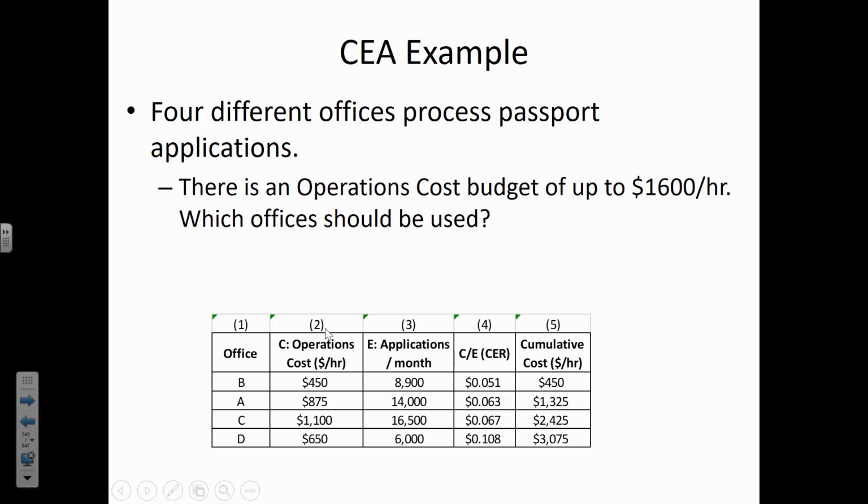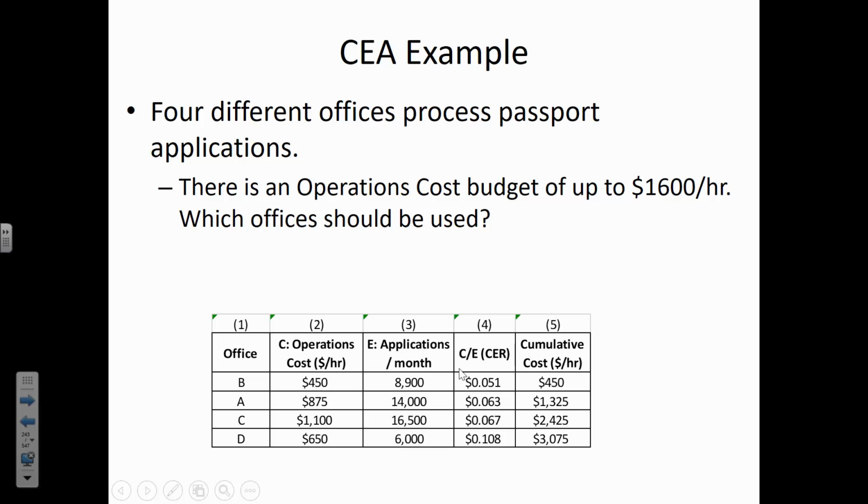So what are some other possible combinations? What if we did Office B and D? Because that would be under the limit. If you did B and D, what I'm saying is the total number of applications you would have processed for B and D would be less than the number of applications if you have B and A. And so 8,900 plus 14,000 is more than 8,900 plus 6,000.